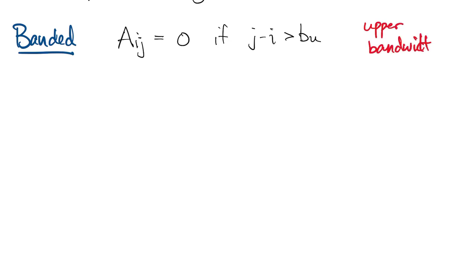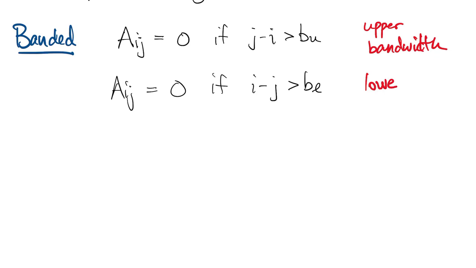So we say a matrix is banded if we know that certain elements are zero. Whenever the column index minus the row index is greater than B sub U, we say that's the upper bandwidth of the matrix. And if we know that the elements are zero if I minus J is greater than some B sub L, then B sub L is the lower bandwidth of the matrix.